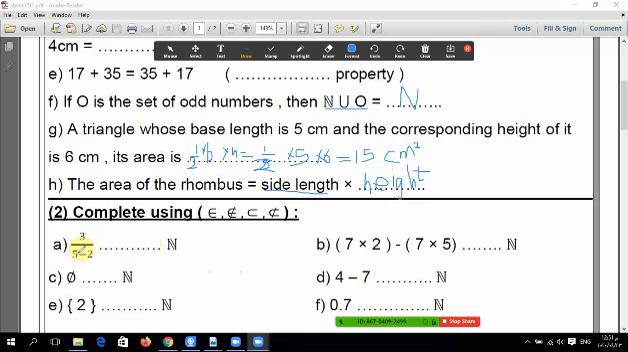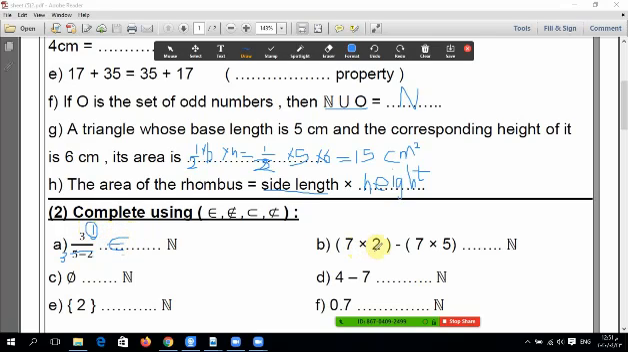3 over 5 minus 2. 5 minus 2 equals what? 3. So 3 over 3 equals 1. Does 1 belong or not belong, subset or not subset? Not belong? 1 at the end. Belong. Okay, the next one.